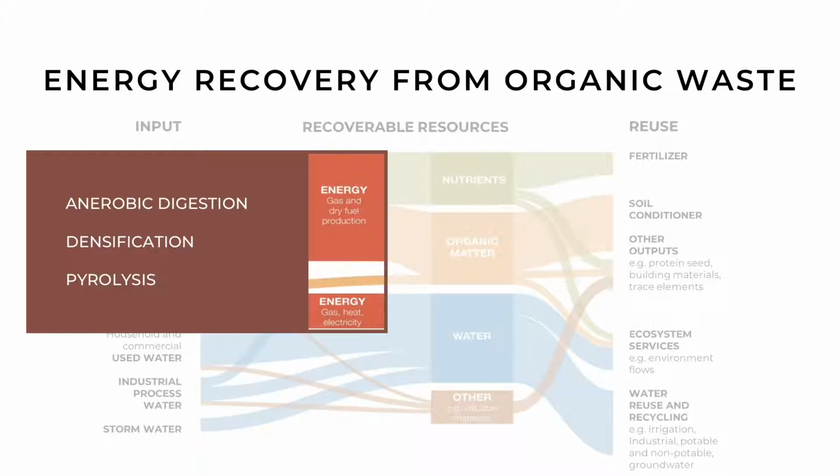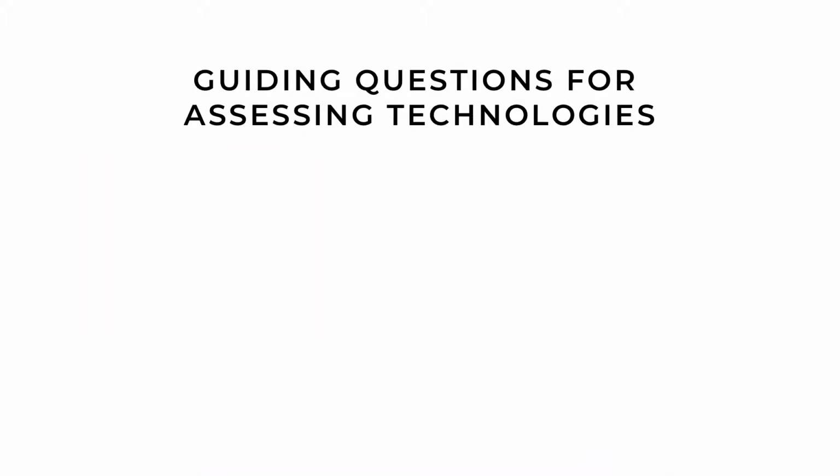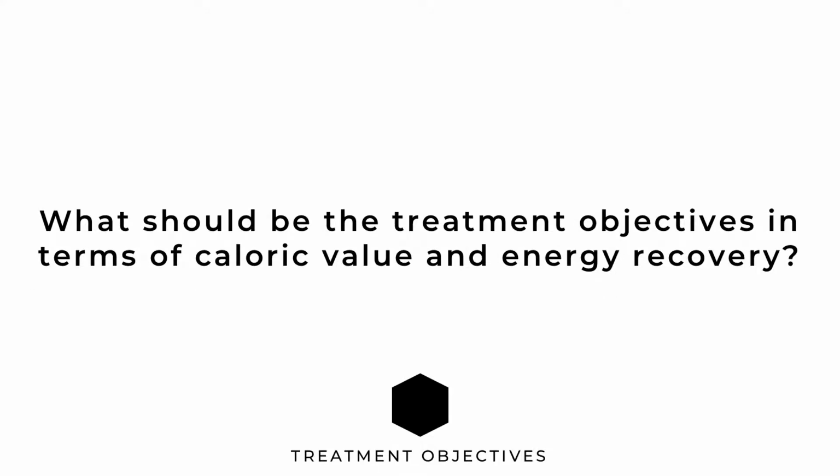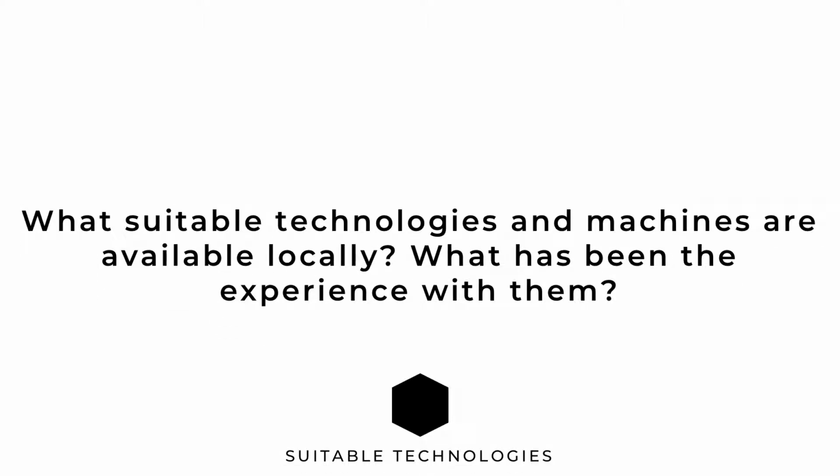You have now learned about technologies to produce biogas and briquettes for waste to energy recovery. When assessing which technologies are most appropriate for your waste to energy system, you need to ask yourself the following questions. You may download the worksheet below to record your findings. What should be the treatment objective in terms of caloric value and energy recovery? What suitable technologies and machines are available locally?